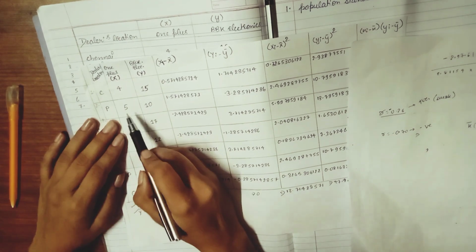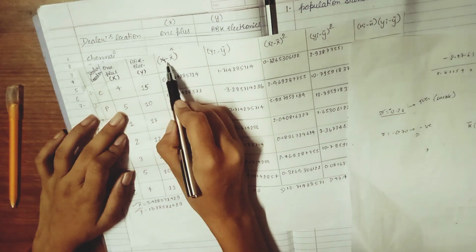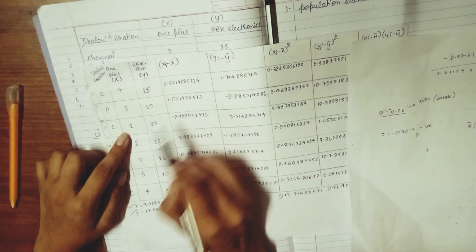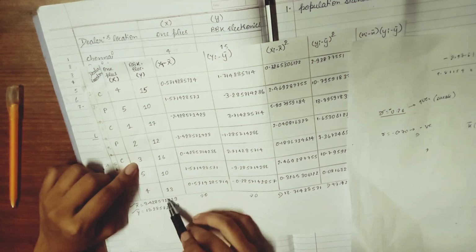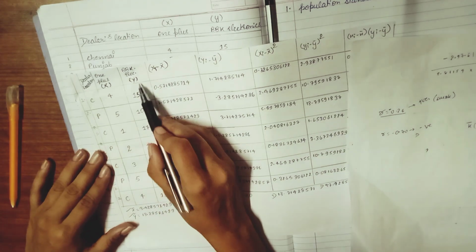So what we will do in the second step, that is 5 minus x bar. We have the value of x bar with us, so we'll just do the subtraction and get the result. 1 minus x bar, 2 minus x bar, again 3 minus x bar, sorry, it's 5 minus x bar, then 4 minus x bar, we will get the result.